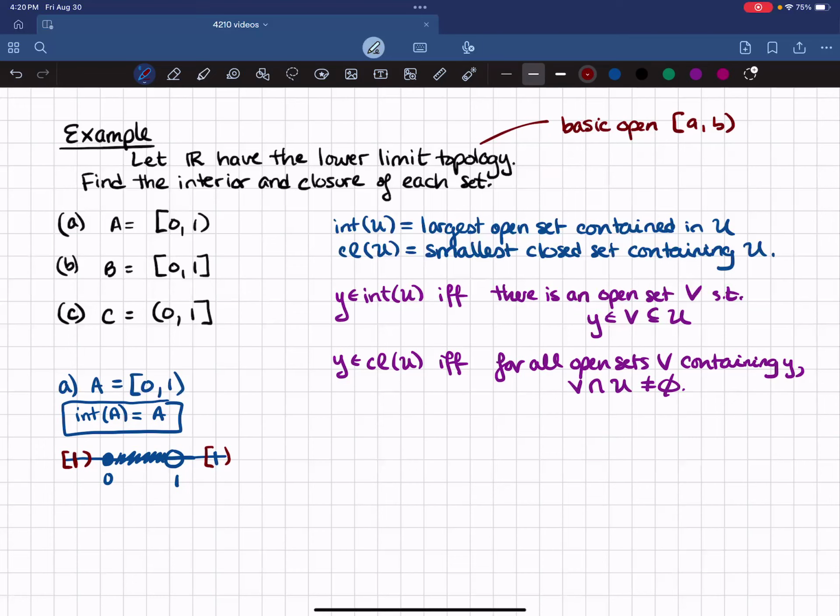I think if I make my open set the open set that goes from 1 to something a little higher, so my open set starts at 1, then that open set contains 1 but does not touch A. So that tells me that 1 is not in the closure. So I don't need to add anything to the closure here. The points below 0 are not in the closure. The points above 1 are not in the closure. 1 itself is not in the closure. So there's nothing to add. So in this case, the closure of A is A.